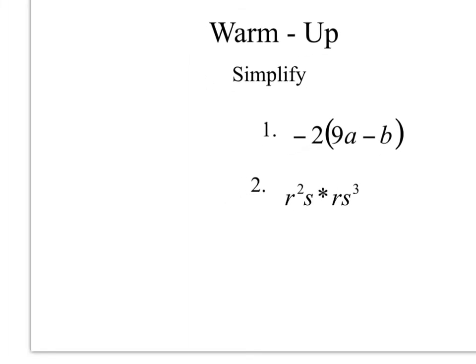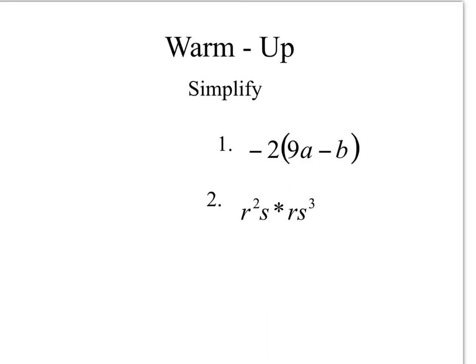So for the first one, we're going to distribute the -2 to both pieces. Please make sure you go plus the opposite and put a -1 in front of the b. That's going to give me -18a plus positive 2b, because the two negatives will go positive.